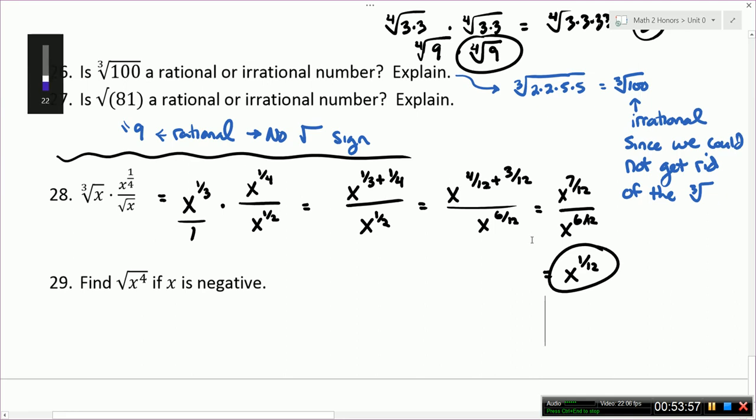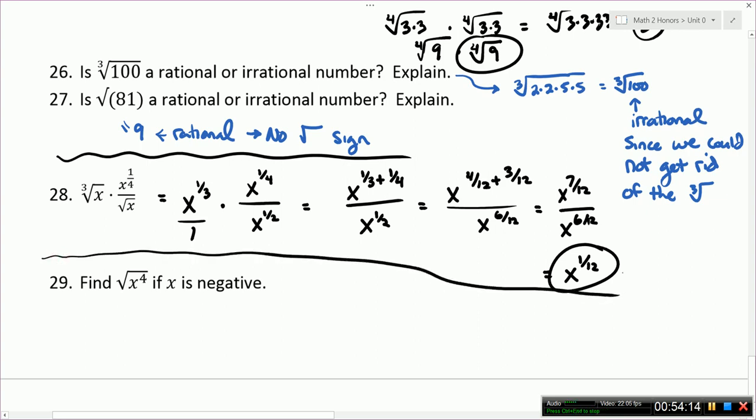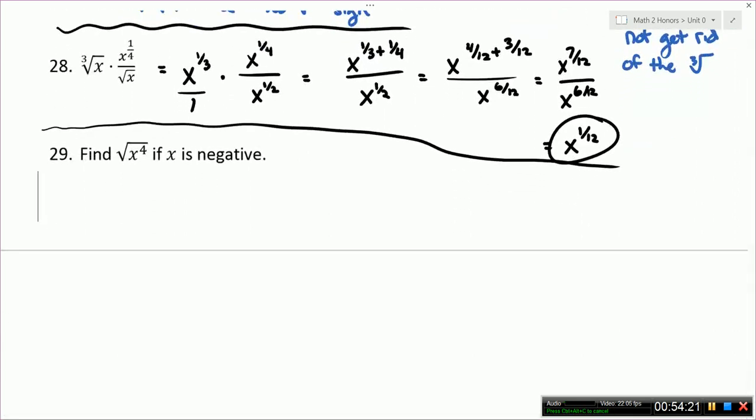Last one, number 29. And it says find the square root of x to the 4th if x is negative. Now, up to this point, we've assumed that when we are taking the square root of variables, that the variable is positive. But let's now assume it's negative. Let's try this out with, pick a negative number.